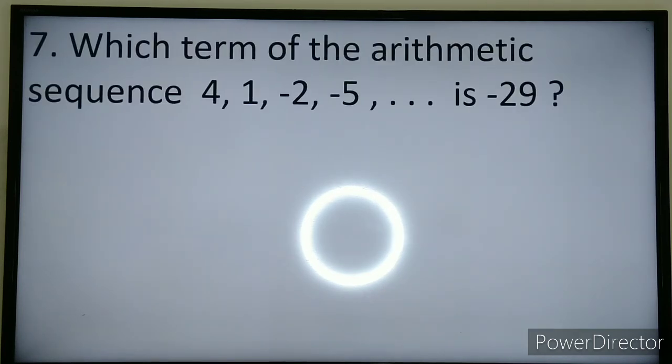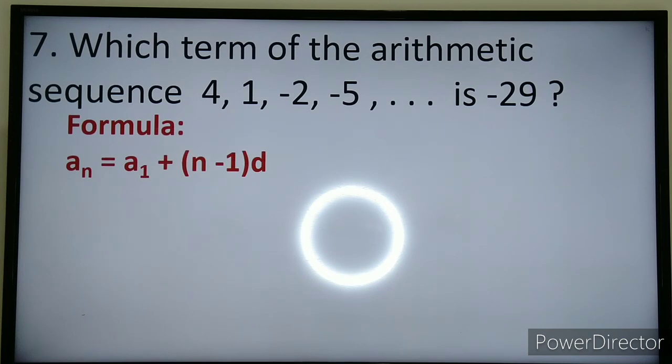Okay, question number 7. Which term of the arithmetic sequence 4, 1, negative 2, negative 5 is negative 29? Formula: a sub n equals a sub 1 plus quantity n minus 1 times d. In this case, you are going to look for the value of n, the number of terms. By substitution, negative 29 equals 4 plus n minus 1 times negative 3. So the common difference is negative 3.